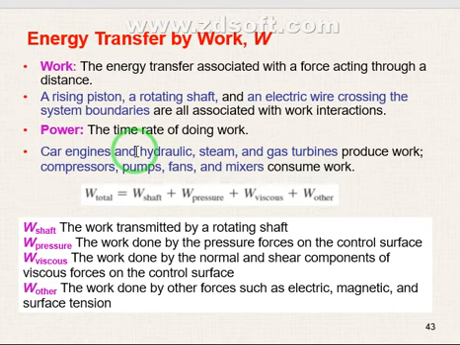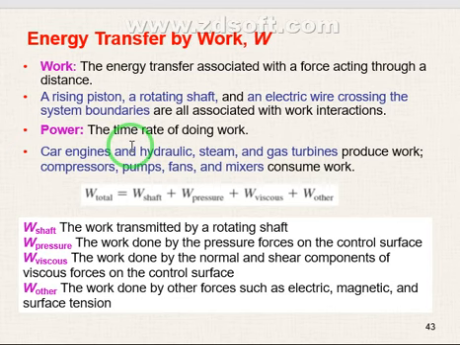So as an example, as I told you, we can transfer the energy by work. So what is work? It's the energy transfer associated with force acting through distance. So in general, work equals force times distance. Related to the energy transfer, we have the concept of power, which is the time rate of doing work.